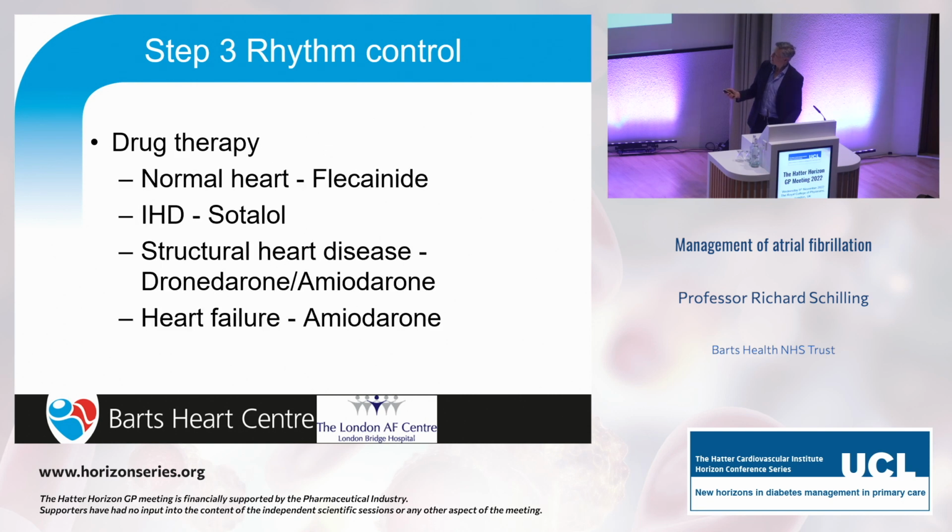With regard to medication, if they've got a normal heart, flecainide's the best. Ischemic heart disease, then you can use sotalol. But unfortunately, if they have structural heart disease or heart failure, you're really limited in what you can use: amiodarone or dronedarone.